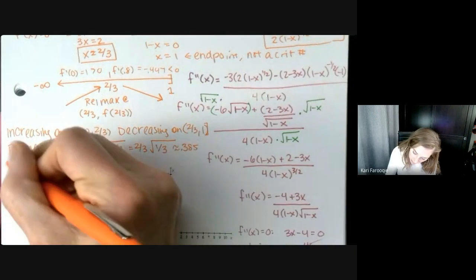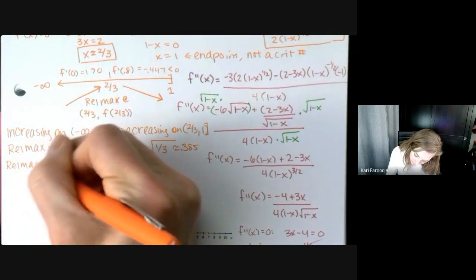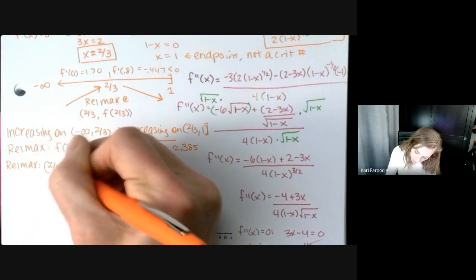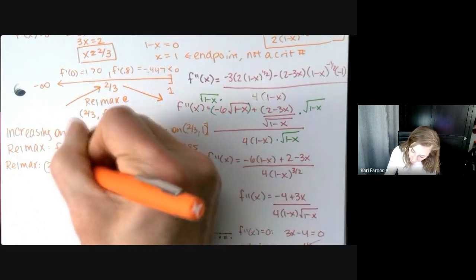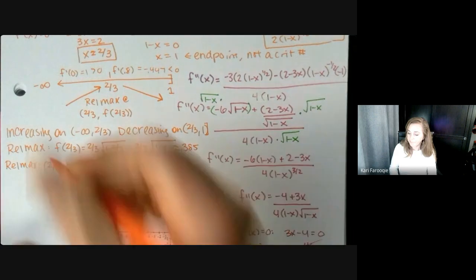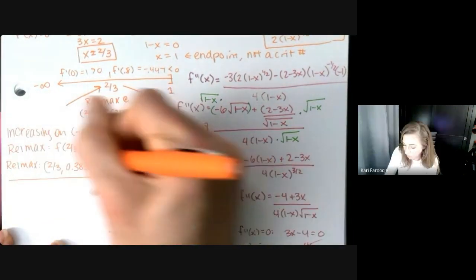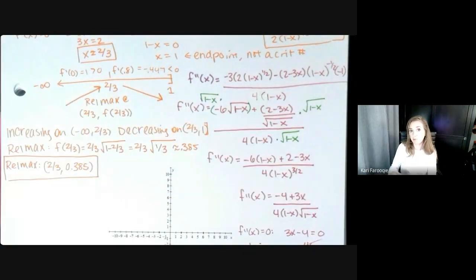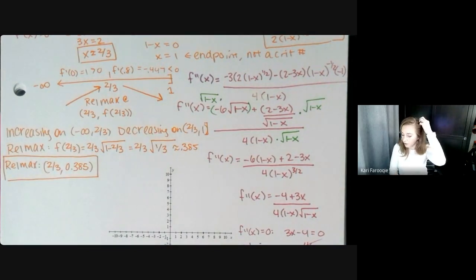So your relative max is at the point 2/3, approximately 0.385. That's an important conclusion, an important piece of information, and a point that we'll put on the graph. Okay, let's see. Concavity, we need to make some conclusions on.